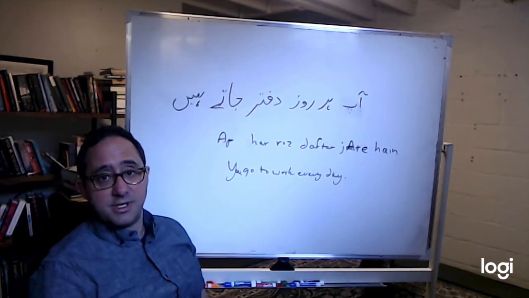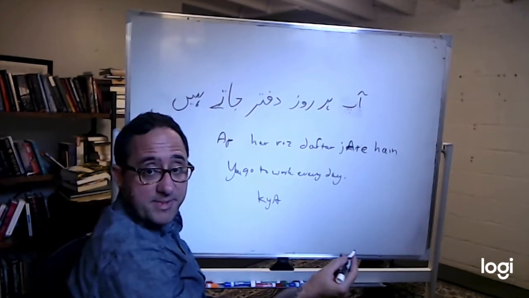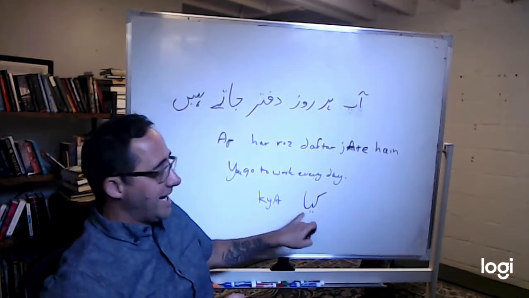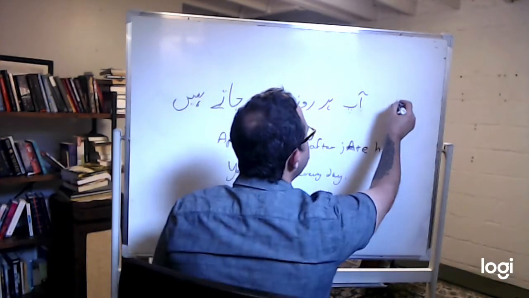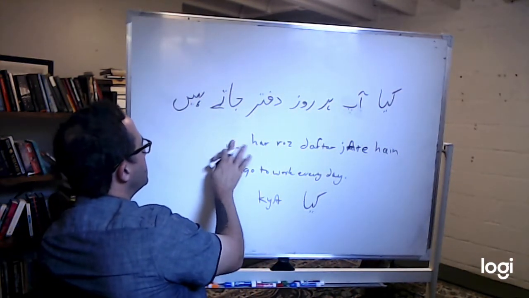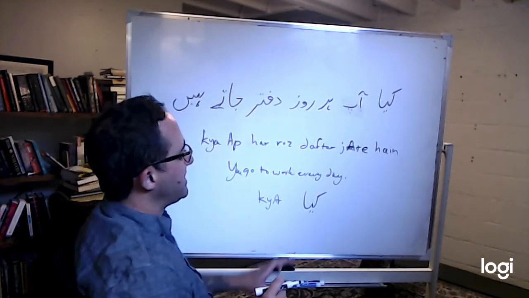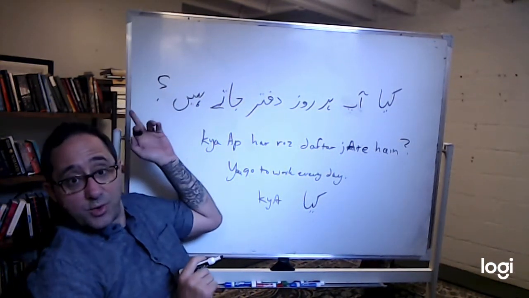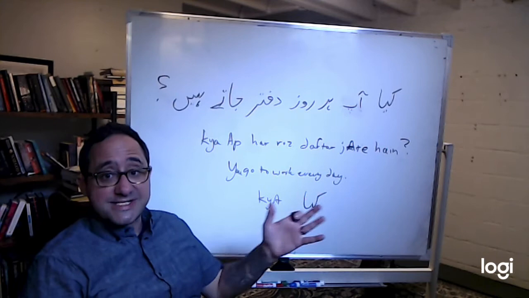It's very simple. We use the word kya. This is how you spell it. K-Y-A. Kya. And where do you put it? You put it right at the beginning. You don't even have to change the construction. क्या आप हर रोज दफ्तर जाते हैं? And the question mark goes backwards. You're saying the same thing.